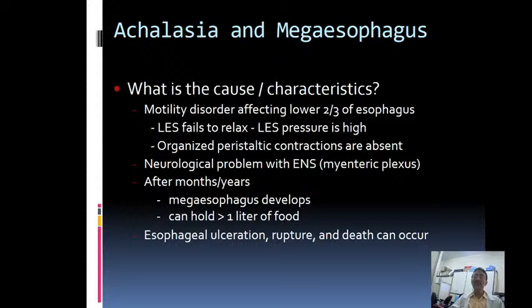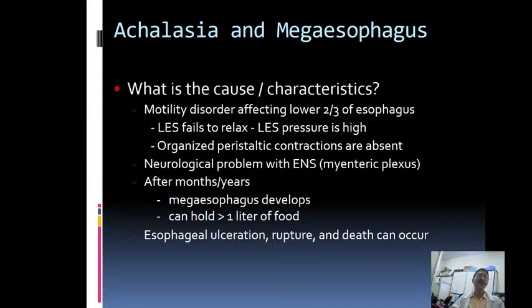What is the cause of this problem? The cause of the problem is a motility disorder affecting the lower third of the esophagus, where the lower esophageal sphincter fails to relax, as a result of which the lower esophageal pressure is high. The peristaltic contractions are absent. There is a dysfunction of the myenteric plexus.